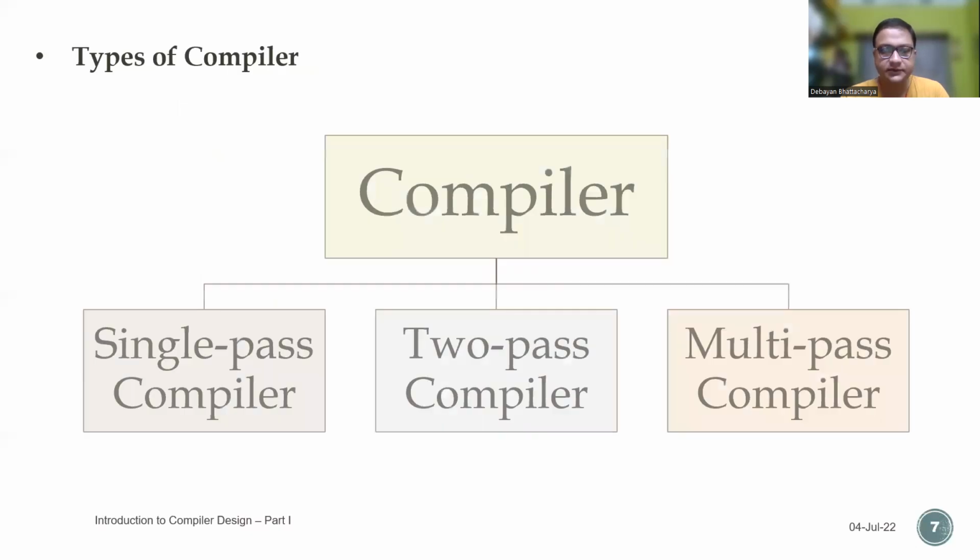So what are the types of compiler? Depending on the type of traversal of our source code, the compiler can be categorized into three ways. One is called single pass compiler, another is called two pass compiler, and another is called multi-pass compiler. So depending on the type of traversal, compilers can be categorized into these three ways.